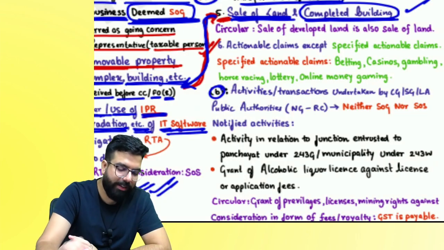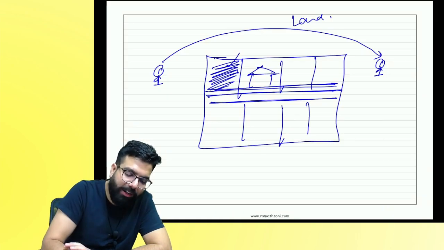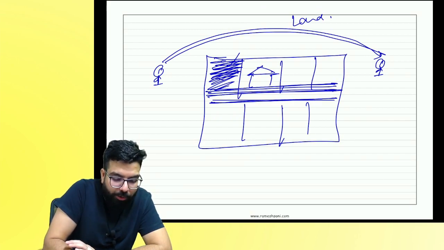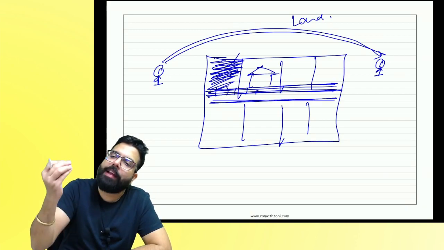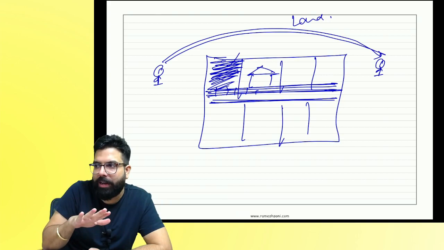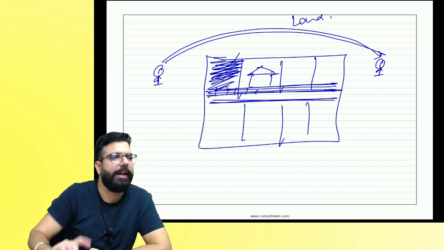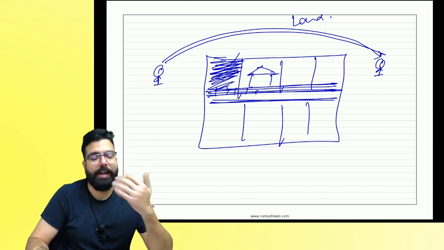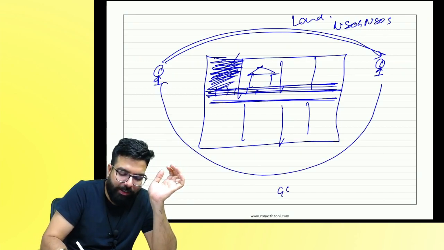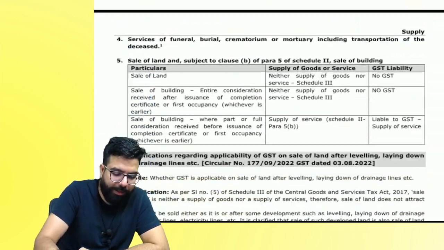The government told, listen, sale of developed land is also a sale of land only. When you are selling a land on which you have done leveling, put roads and some trees, that is also the same as sale of land. You understood what leveled land is, everyone? You put a road roller, did the leveling and sold it. That is also a sale of land only, and that is also neither supply of goods nor supply of service, and you should not charge any GST. Is my point clear? The government gave this circular over here.